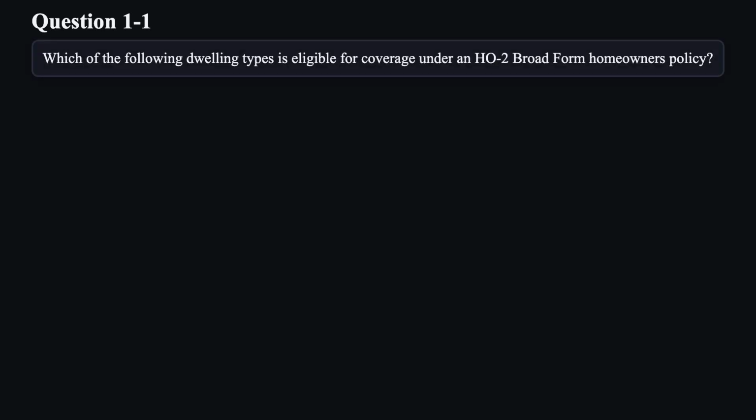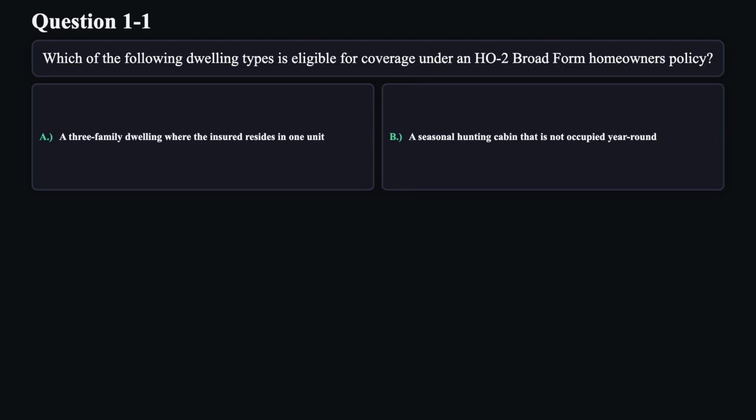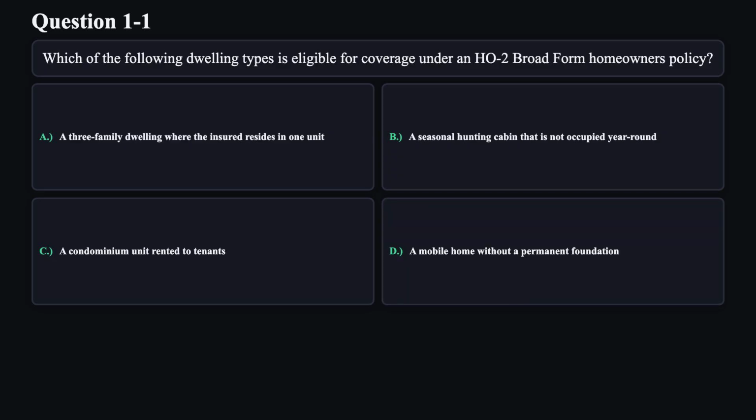Which of the following dwelling types is eligible for coverage under an HO2 broad form homeowners policy? A. A 3-family dwelling where the insured resides in one unit. B. A seasonal hunting cabin that is not occupied year-round. C. A condominium unit rented to tenants. D. A mobile home without a permanent foundation.